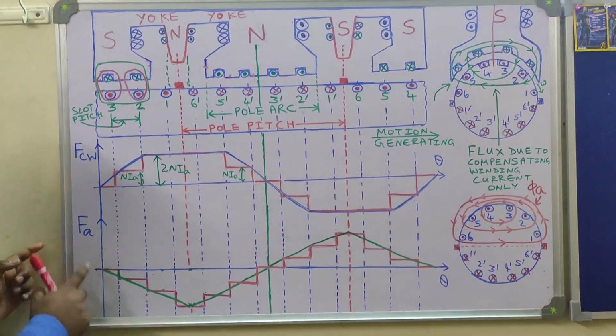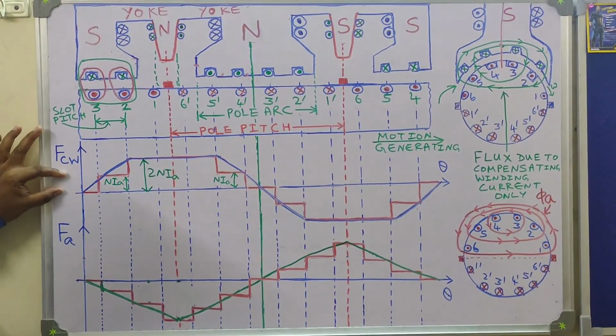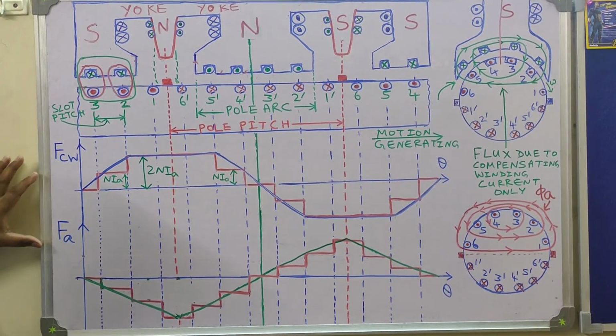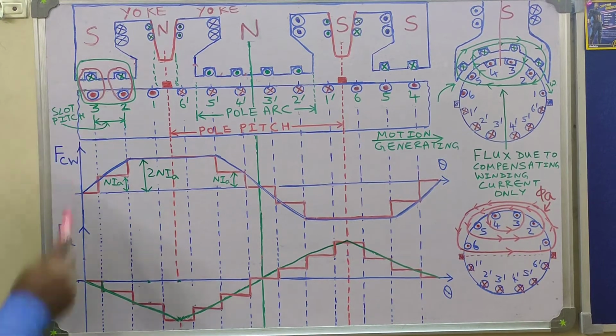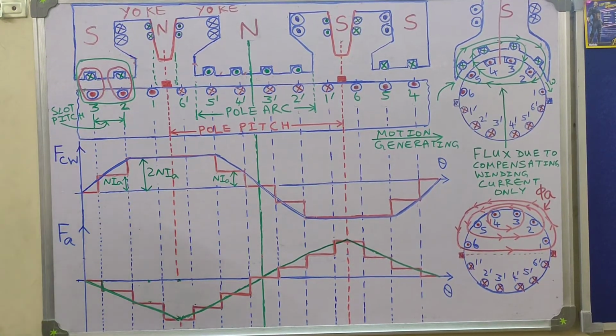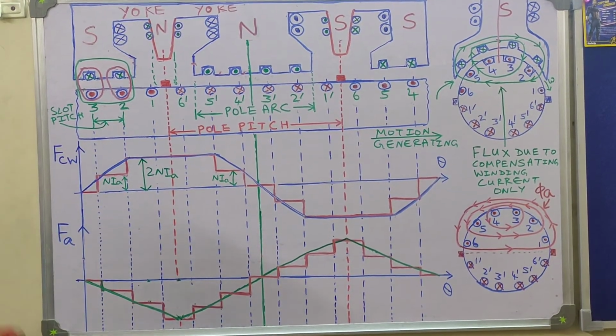But individually, if you take only armature MMF or only compensating winding MMF, individually they are not zero. What we are saying is that the combined effect, or the sum of these two MMF, is 0. You can see it here. Now you see, although the combined effect is 0, leakage flux can exist.